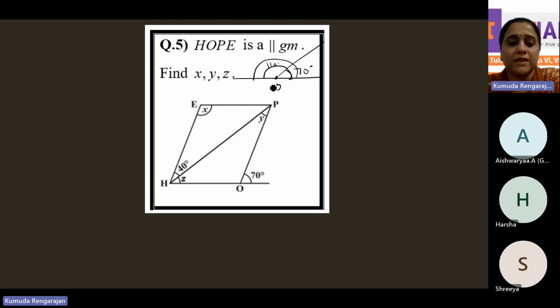Sit down. Yeah, reason correct. Sum of the angles of a triangle is equal to 180. Okay, let me see that.